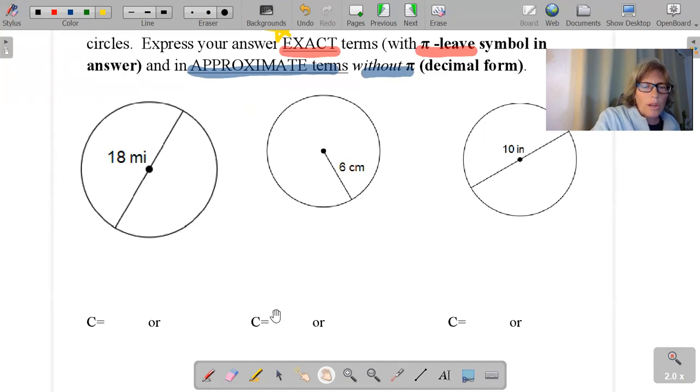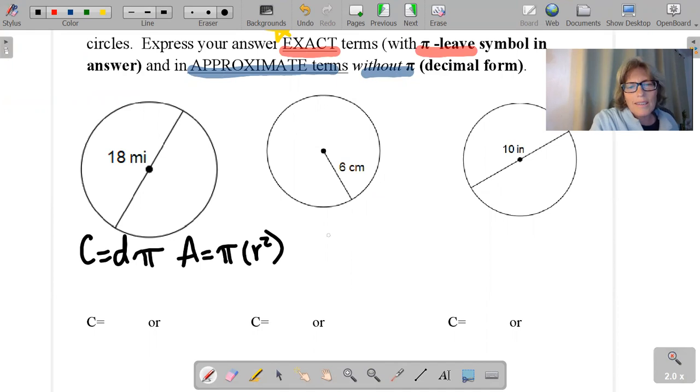So we're going to write our equations for both of these. C equals d pi. Apple pie is really, really good. There's our two equations. So for the first one, C equals d pi. Our diameter is 18. So our circumference is simply going to be 18 pi miles. That's it, you're done.